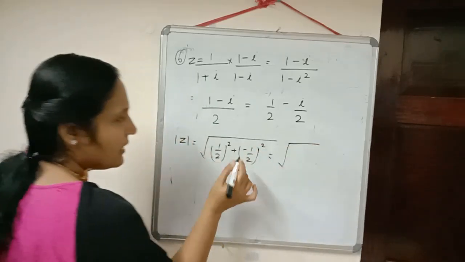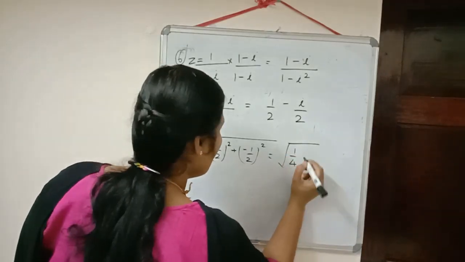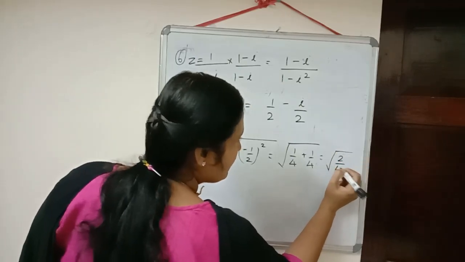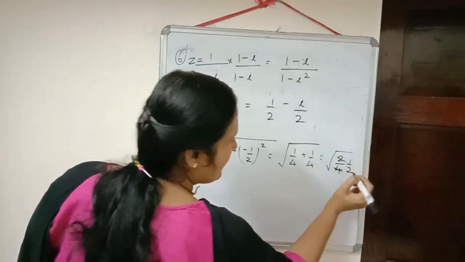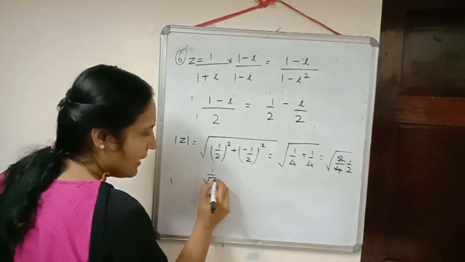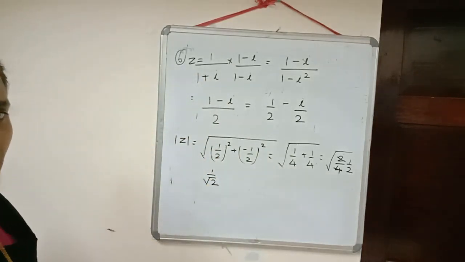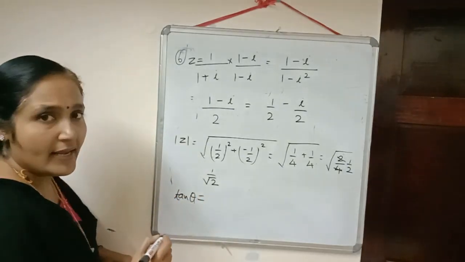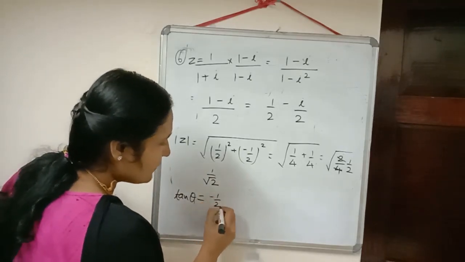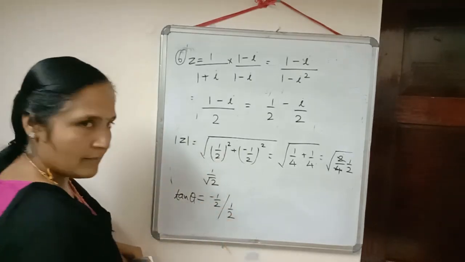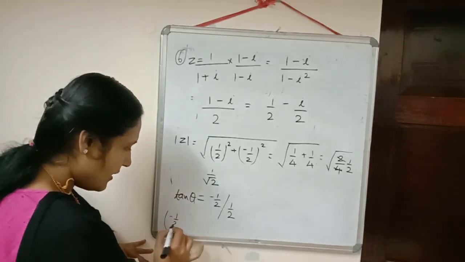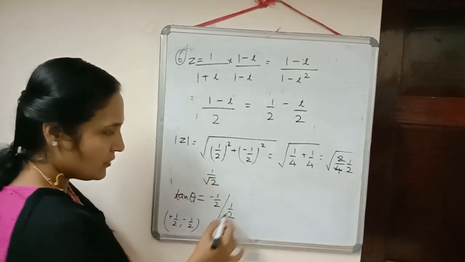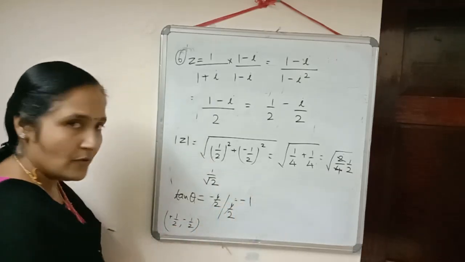So what will we get? 1 by 2 the whole squared is 1 by 4, plus 1 by 4, which will be equal to 2 by 4. Then we can cancel it, so our answer will be equal to 1 by root 2. Mod z is equal to 1 by root 2. Now tan theta is equal to y by x. What is y here? Minus 1 by 2 divided by 1 by 2. You can write down the point also here: 1 by 2 comma minus 1 by 2. So when you cancel, you will get the value minus 1.